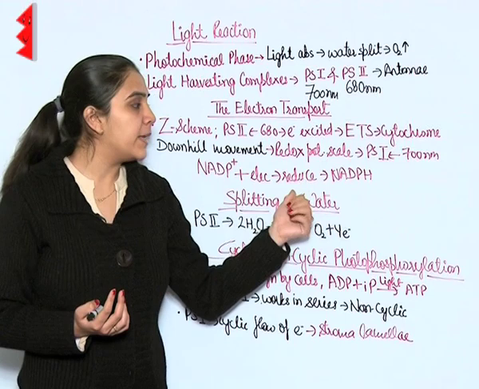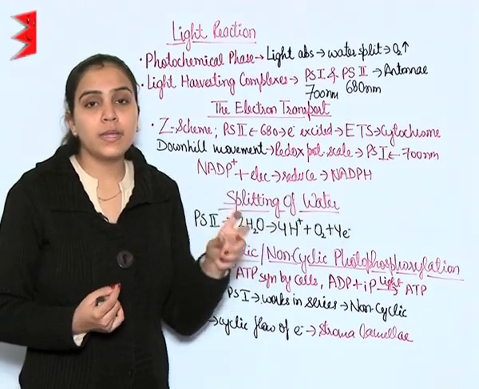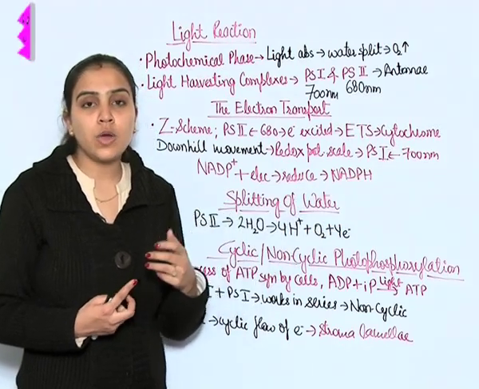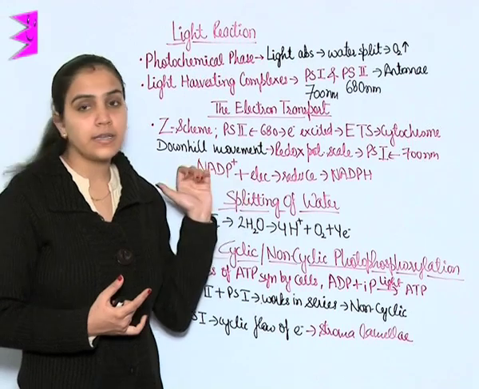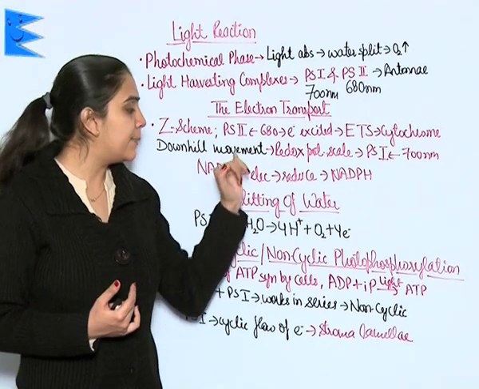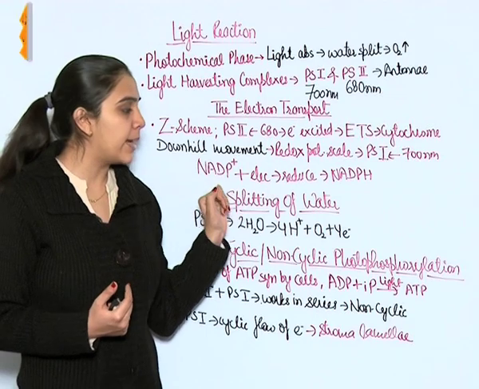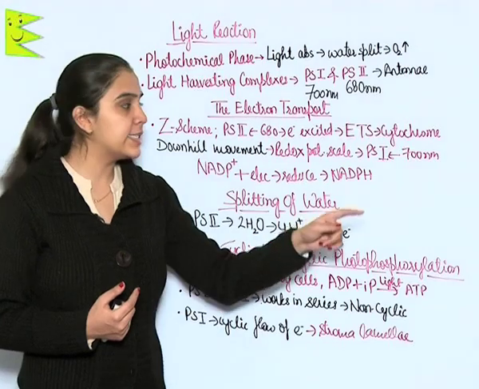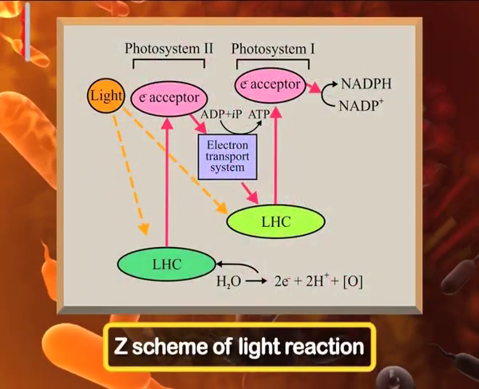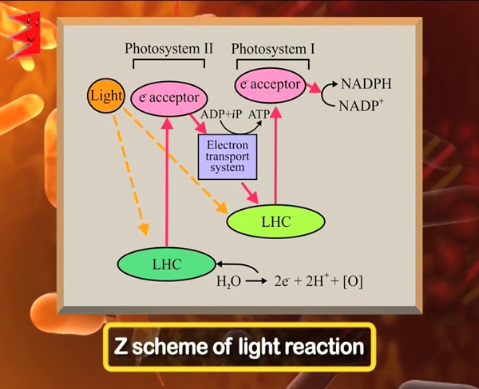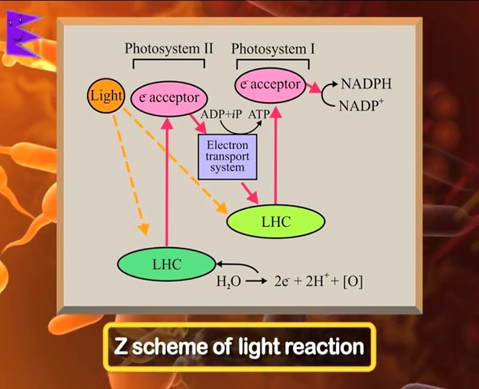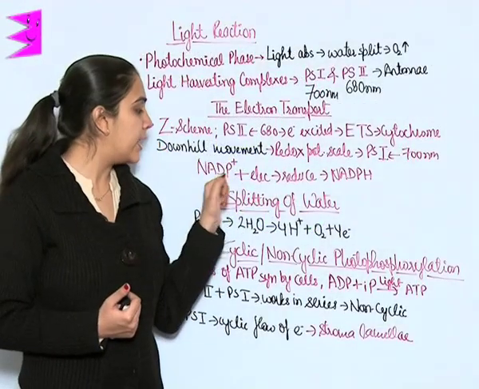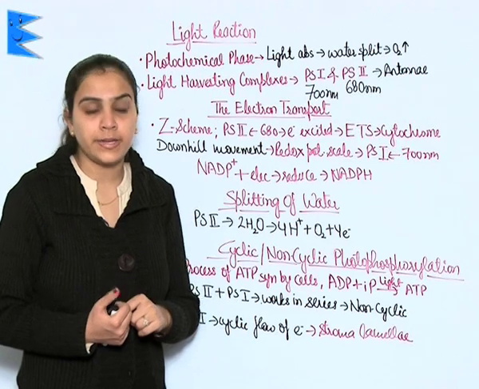And from PS1, again when 700 nm of light is absorbed by PS1, electrons get excited and they get transferred to NADP positive. Electrons are accepted by this, it reduces and gets converted into NADPH. You can see in the diagram, from PS2 electrons go downhill on the redox potential scale to PS1, again they go downhill from PS1 to NADP positive and form NADPH.